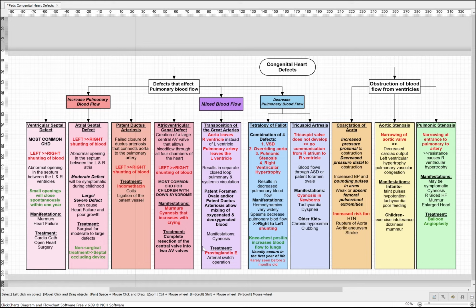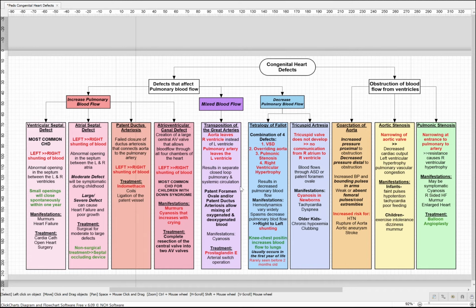Another quick thing I want to say about a patent ductus arteriosus: if we want to know if it is open, whether that's abnormal with our abnormal patent ductus arteriosus, or if we want to keep it open, there is a vital sign that you can get. It's called a pre and post ductal oxygen saturation.